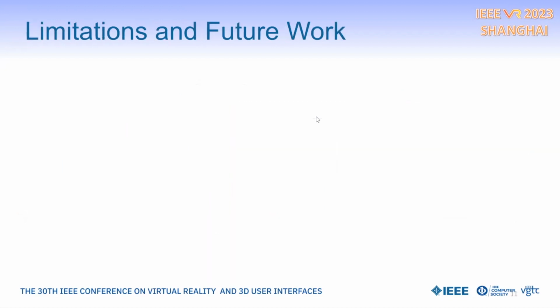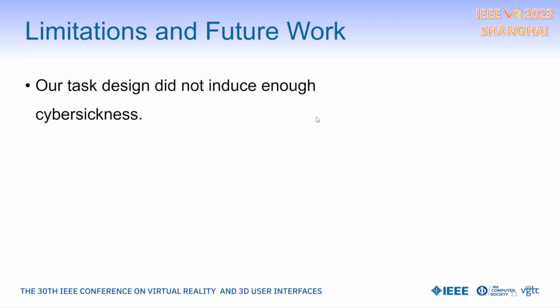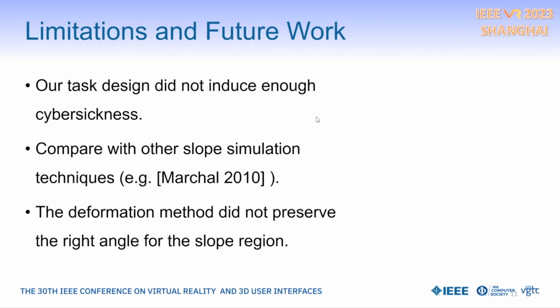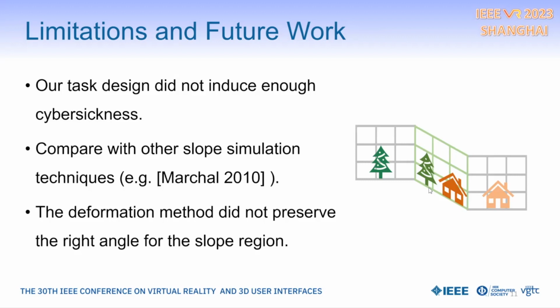There are a number of limitations in this study. First, since only linear acceleration was involved in this study, the overall cybersickness was lower than those that involved virtual turning, which may affect the generalizability of our results. Second, it will be interesting to compare our technique with previous slope simulation techniques. Finally, the proposed deformation method did not preserve the right angle in the slope region. The objects in the middle of the slope are distorted. A more complex implementation is required to address this issue.